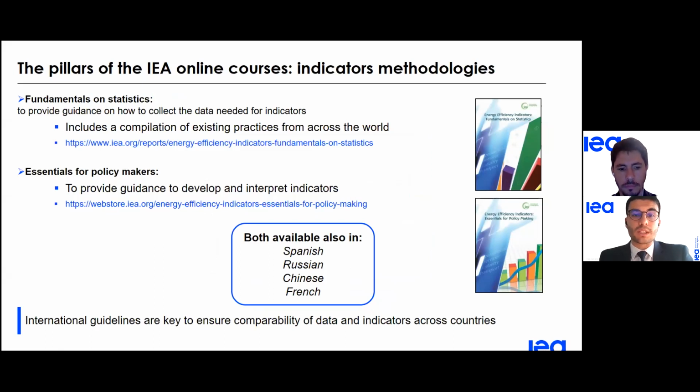All of those methodologies I've been talking about are detailed in those two manuals. The first one is the fundamentals in statistics. It's more focused on how to collect the data and develop the indicators. The second one, the essentials for policymakers, is more oriented to how to interpret those energy efficiency indicators. Both manuals are available on the IEA website for free in PDF format. It is really important to highlight that all the indicators that we develop are based on international guidelines, so that in the end, we have robust data and robust indicators that can be compared across countries.